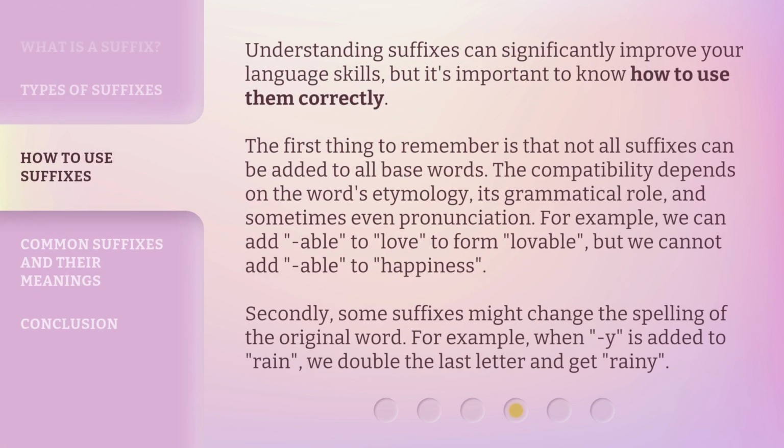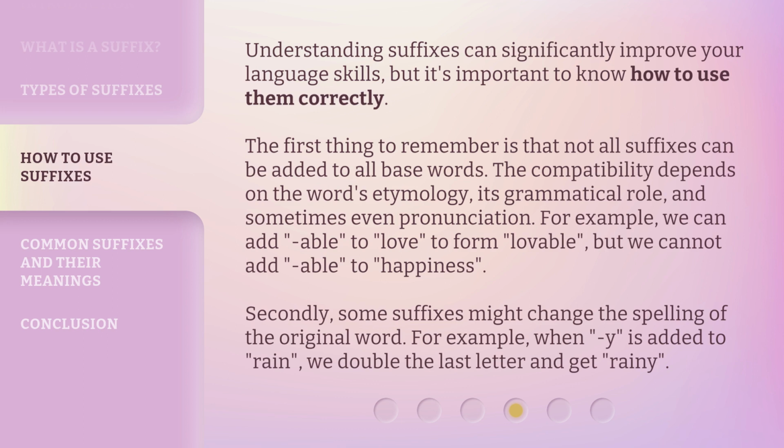Understanding suffixes can significantly improve your language skills, but it's important to know how to use them correctly. The first thing to remember is that not all suffixes can be added to all base words. The compatibility depends on the word's etymology, its grammatical role, and sometimes even pronunciation. For example, we can add -able to love to form lovable, but we cannot add -able to happiness.